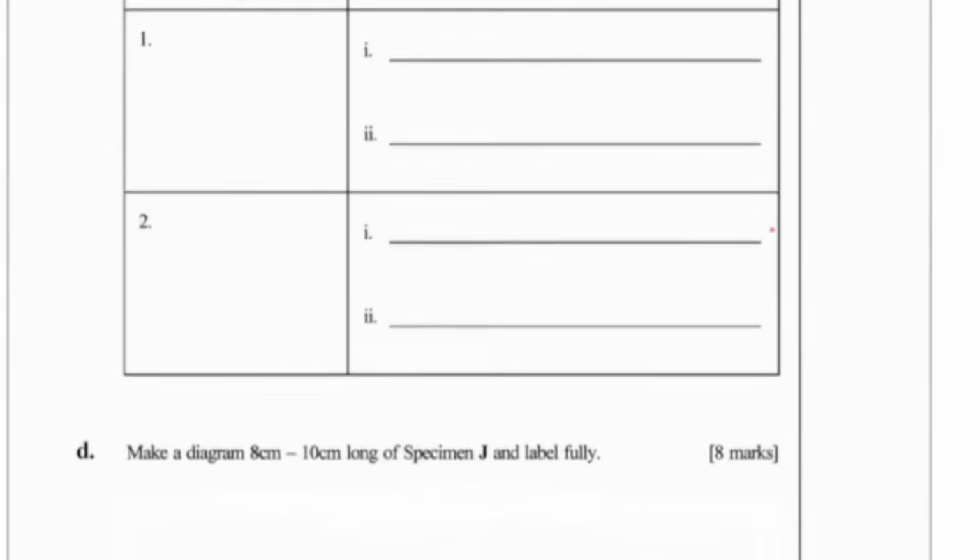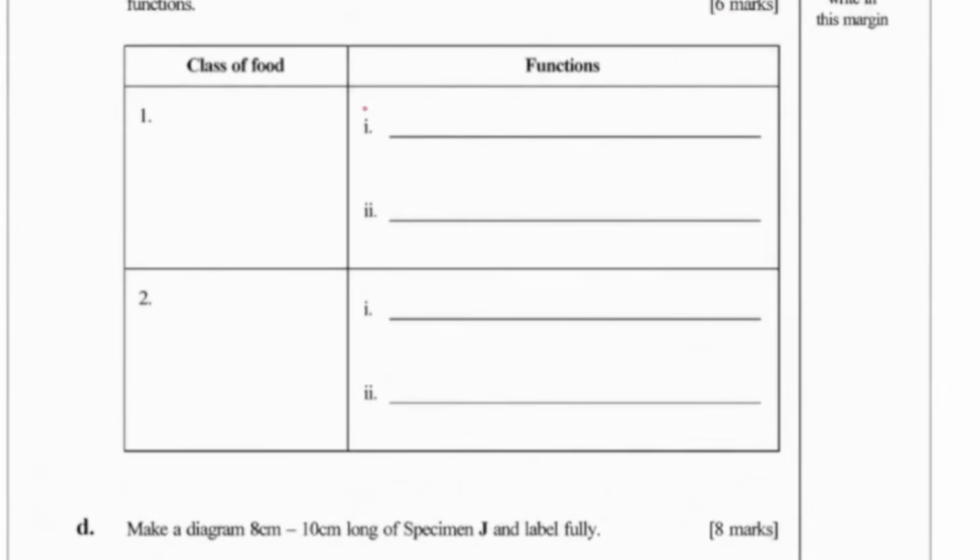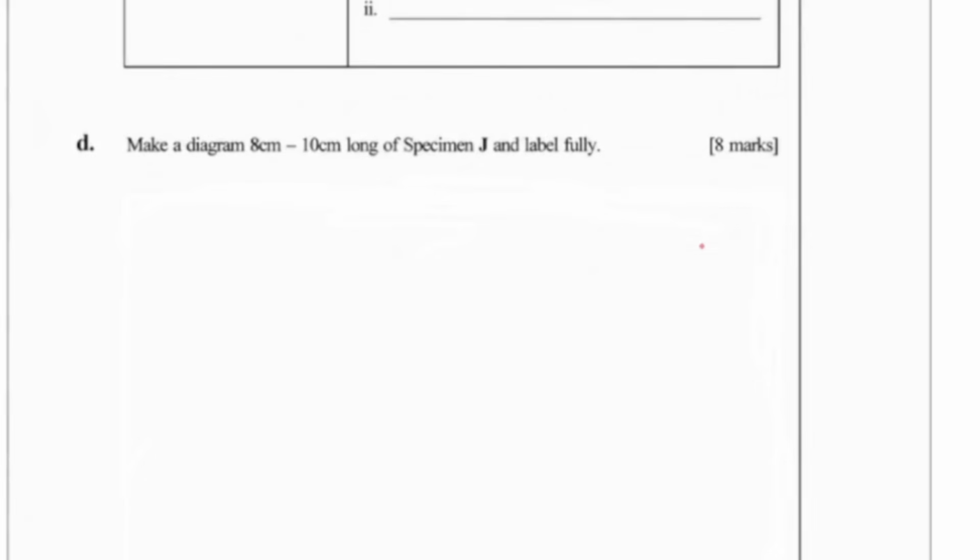We are just trying to see how we can make this very fast. Now the next one says complete the table on any 2 classes of food provided by specimen J and their functions. So expect this kind of question as well. Classes of food and 2 functions of each. So you could have your protein here and you could have your fat and oil here, and you must know at least 2 functions of each of these classes of food. And then here you're asked to make a diagram. Of course, you will definitely be asked to draw. We don't know what you'll be asked to draw, but you will definitely be asked. So practice over and over again.